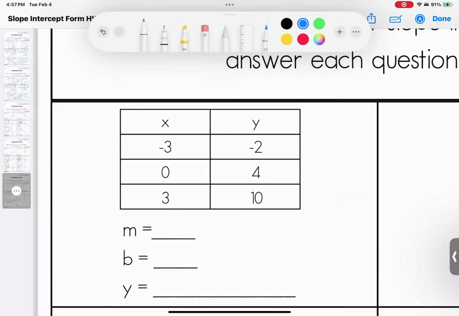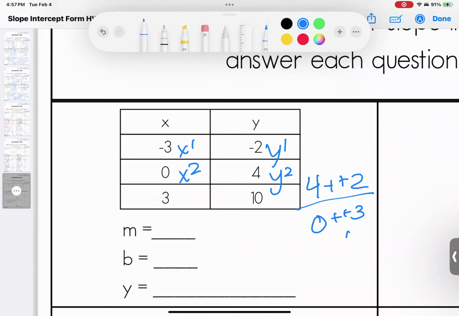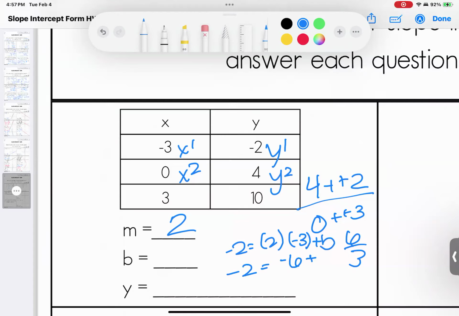You know what to do. All right, so x1, y1, x2, y2, 4 minus negative 2 over 0 minus negative 3. Well, keep change-a-rooney, 6 over 3, which is 2. Y equals mx plus b. Y equals negative 6. Add it to both sides. 6 minus 2 is 4, but keep it positive.